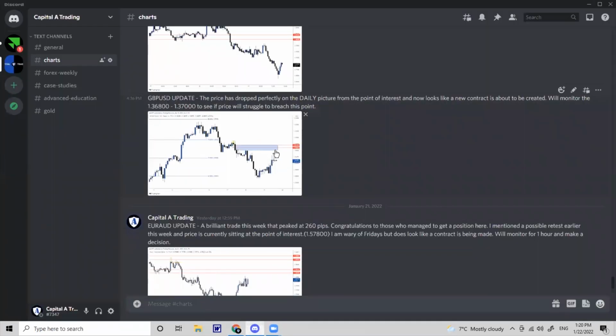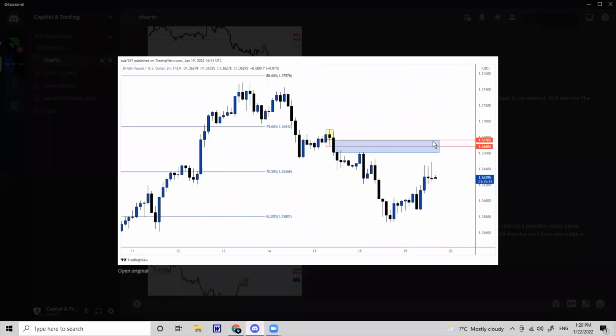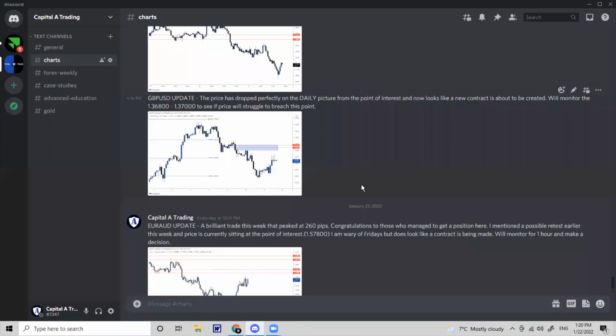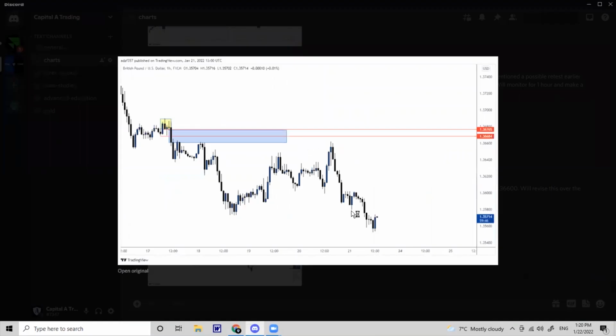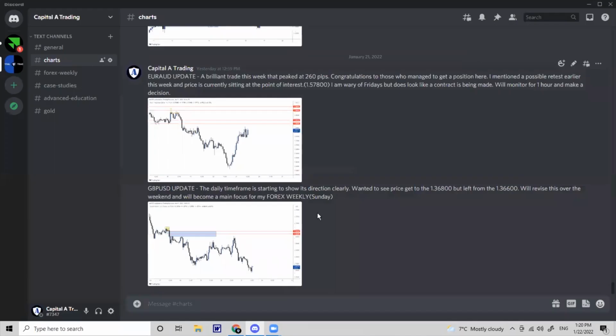I was actually looking at a retest late in the week around this level, around the 136,600 to 136,800. And it's just missed the area. And as you can see from there, it took off and made a monstrous move to the downside. This was all mentioned inside the Discord channel.